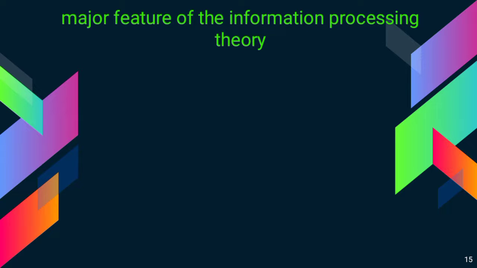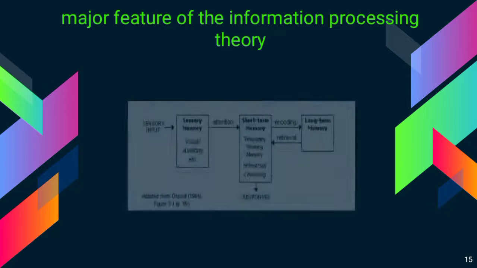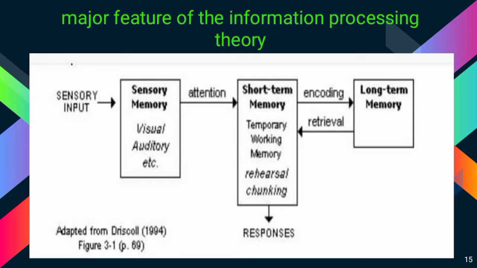So let's move on to the major features of information processing theory. This is the illustration of the cognitive information process memory model. This is not one single theory but a generic term used to describe all the perspectives that focus on how our cognitive processes work, such as attention, perception, encoding, storage, and retrieval of knowledge.